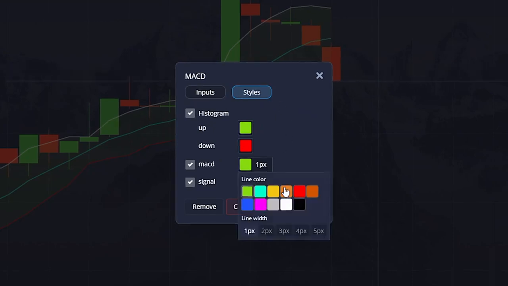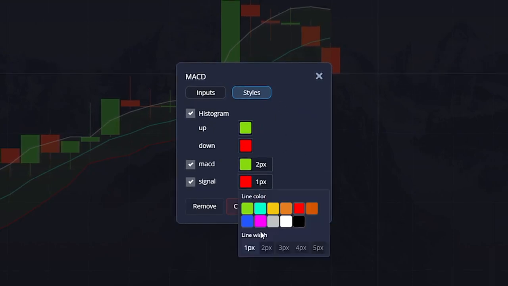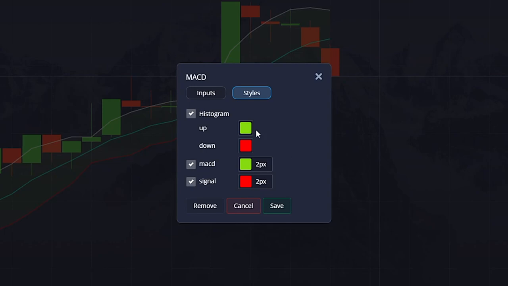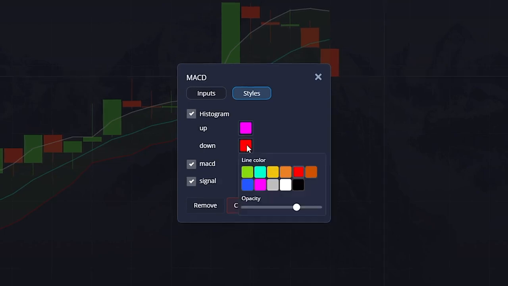For the MACD lines, we'll also make them thicker. And let's change the colors of the histogram. Make the up pink and the down green. Why do I choose these settings? I explain all the details on my Telegram channel.